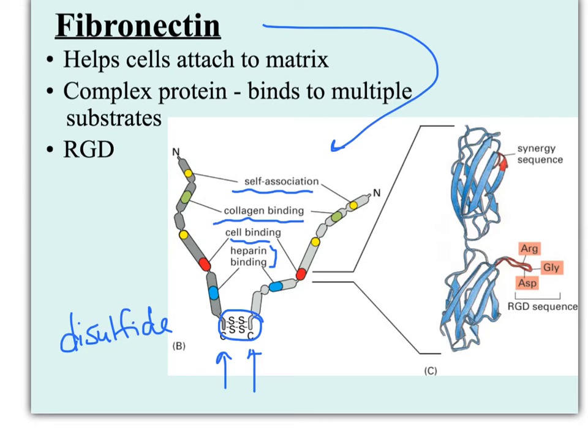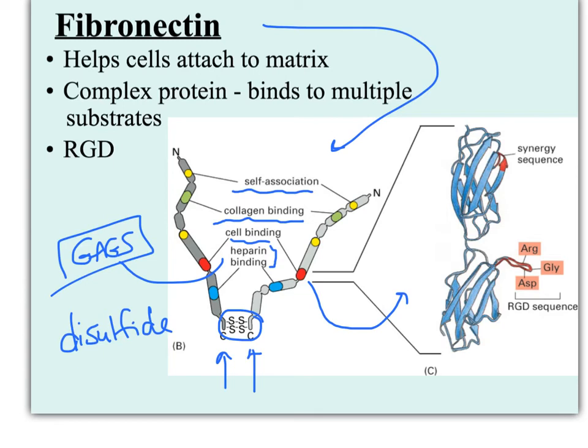Where do we find heparin? Heparin is part of the GAGs, heparin sulfate. Do you remember that? So now we have an extracellular fibrous protein that can link to fibrous proteins, it can link to itself, it can link to the sugar molecules of the extracellular matrix, and it can even bind to cells.